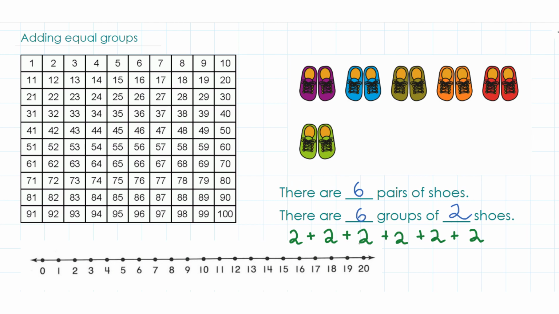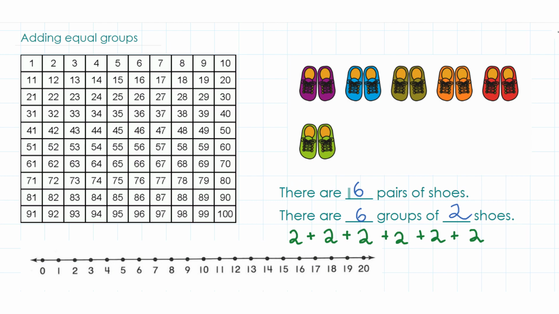Does that make sense? Can you see that in the picture? How we've got 2 plus another 2 shoes plus another 2 shoes plus another 2 shoes plus another 2 shoes plus another 2 shoes. And together, that makes all of our shoes. Now, how are we going to work out that number sentence?